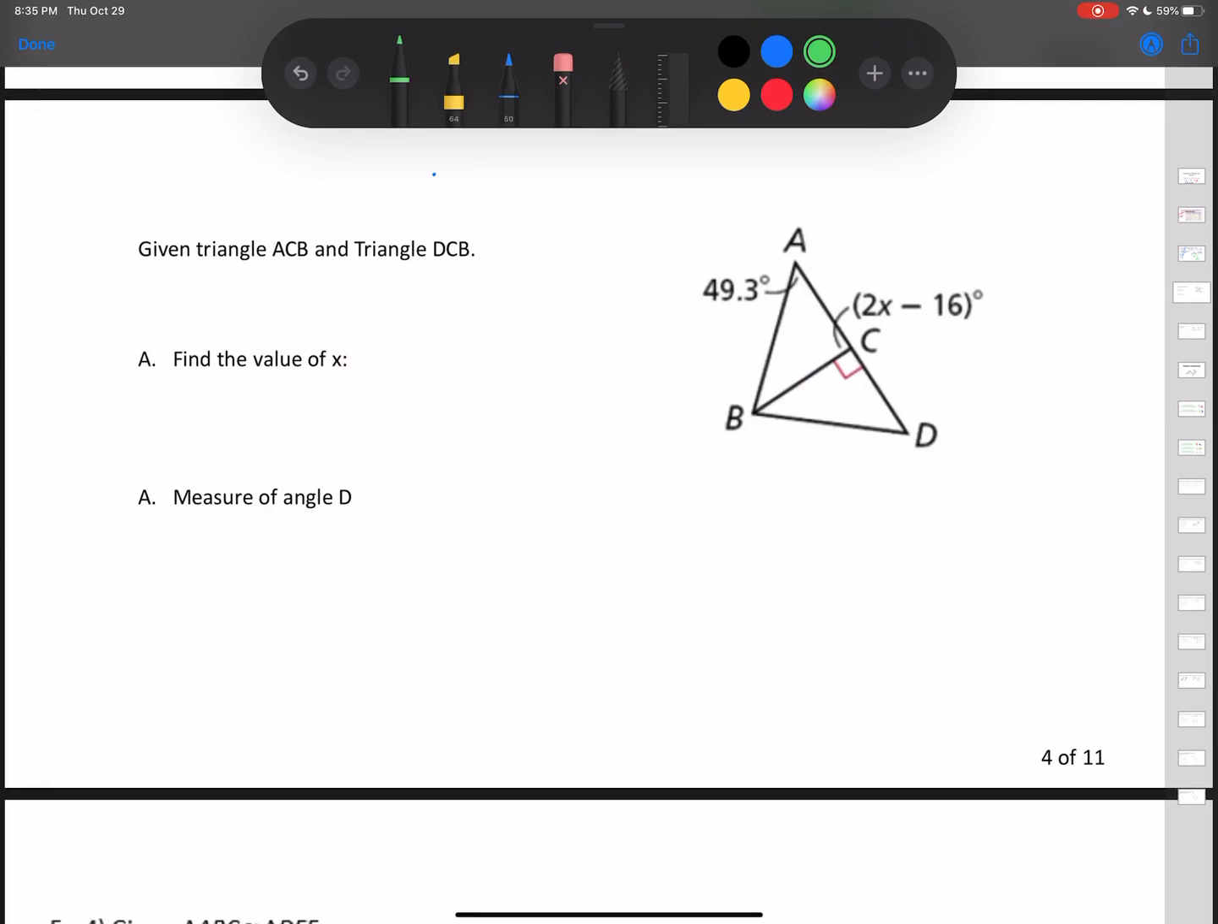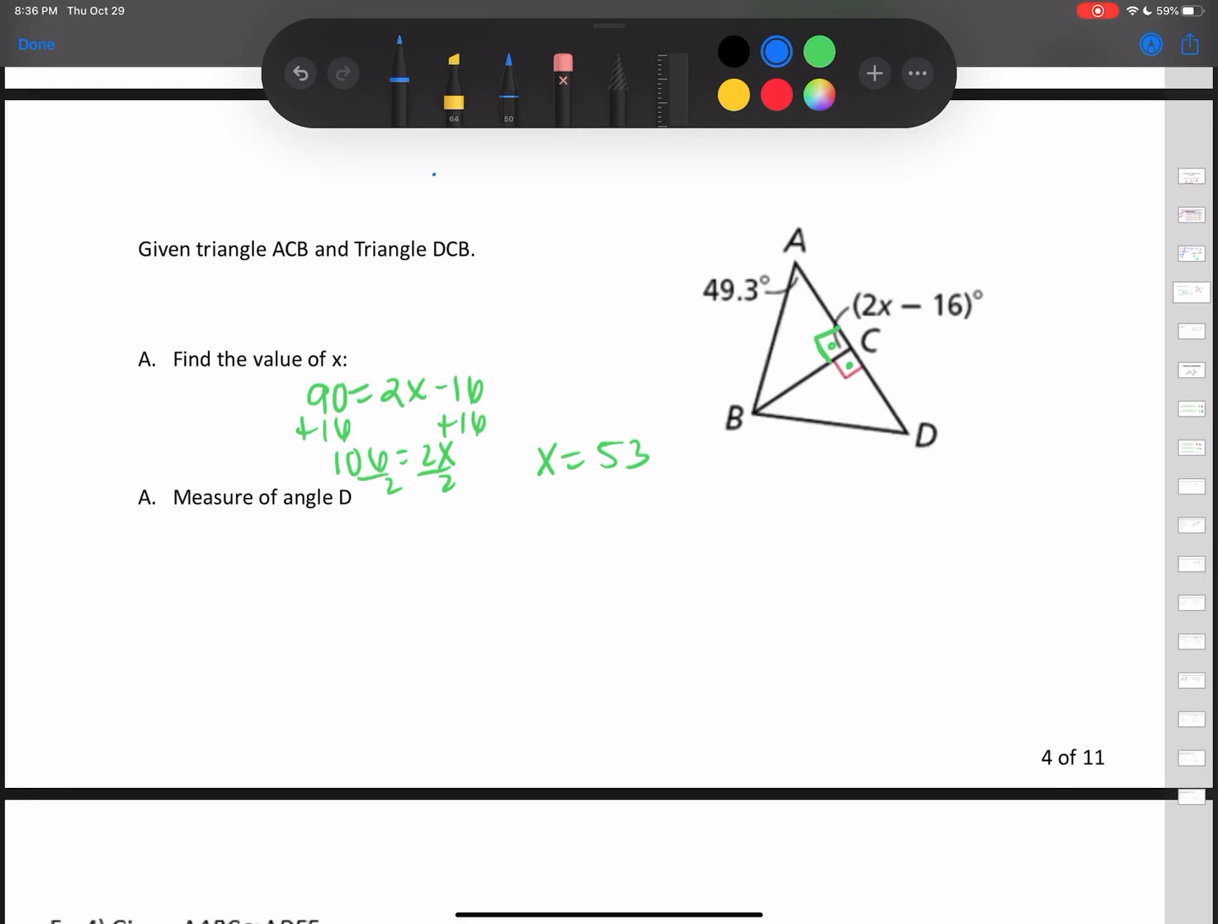Okay, we have a different example here. Find the value of x. I have this triangle here. I know that this angle and this angle form a linear pair. Therefore, this angle has to be 90 degrees as well. So that means I can set 90 degrees equal to 2x minus 16. Add 16 over, that's going to be 106 equals 2x. Divide by 2, x equals 53.